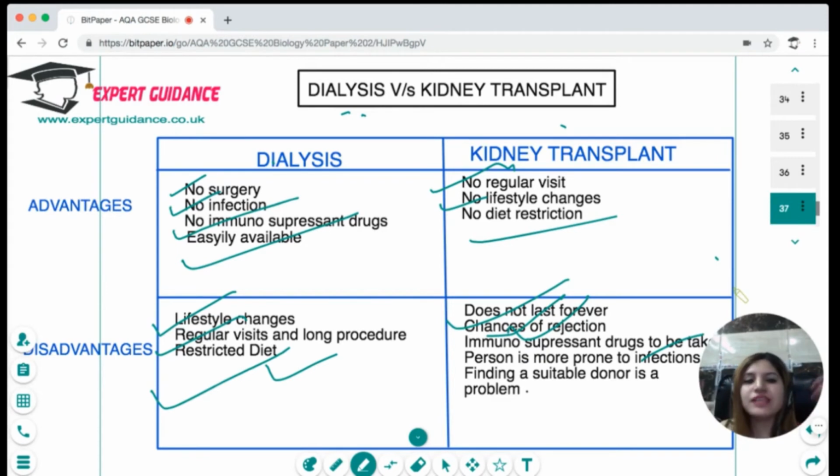So the promising future for kidney disorders is using stem cells, the person's own stem cells, to create the kidney cells or the nephrons, so that the problem of rejection can be avoided and it can be a long-term solution. But again, the development and the research is still going on.